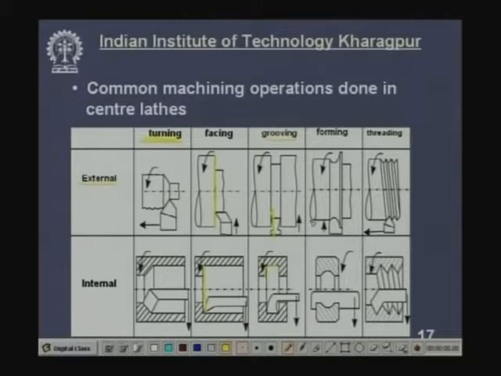Now, we want a particular form of the job, a particular form like this. This is called forming. For that, the cutting tool should possess the same form or profile, a replica of the form of the job. So, this is external forming and this is internal forming. We want an internal form like this, and this is the cutting tool which also has a similar form. Now, when the job rotates and this is moved in this direction, called feed motion, we get this particular profile. And thread cutting, threading. A number of threads are cut by the rotation of the job and faster feed of the tool, and this is internal thread cutting.